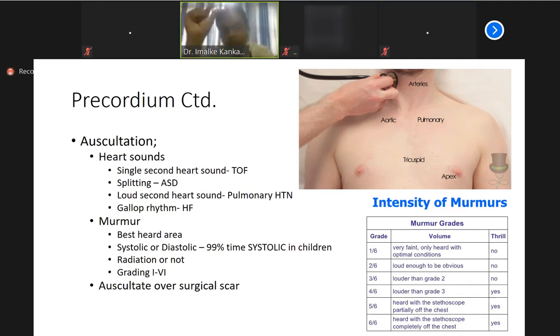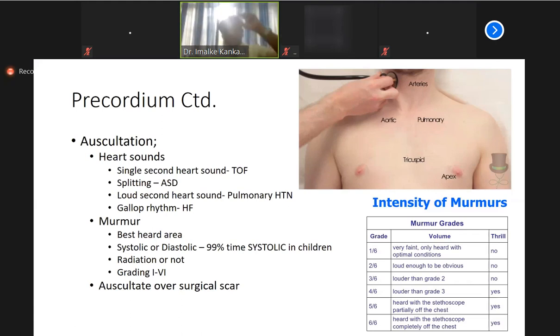So it's important to know whether the murmur is radiating or not, right? Especially murmurs heard in apex and pulmonary area and aortic area. Whereas murmurs you heard in tricuspid or left lower sternal edge might not be radiating. These murmurs will be heard all over the precordium.